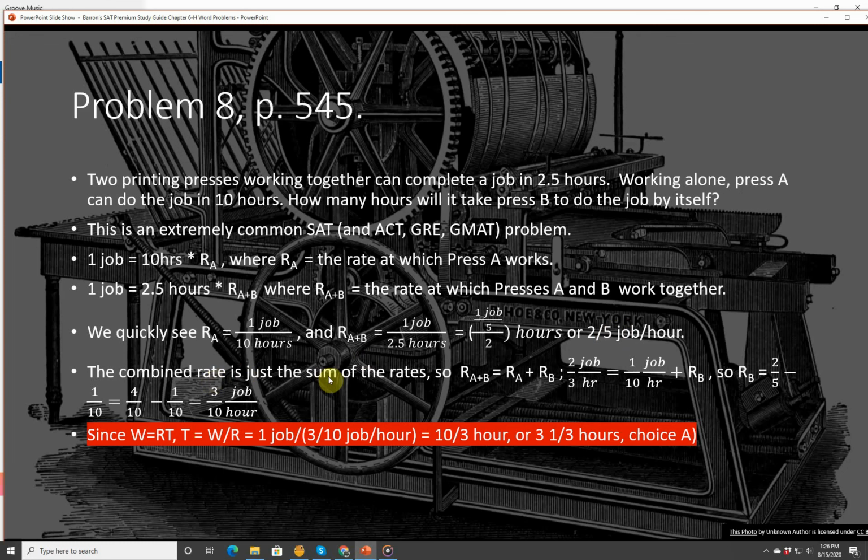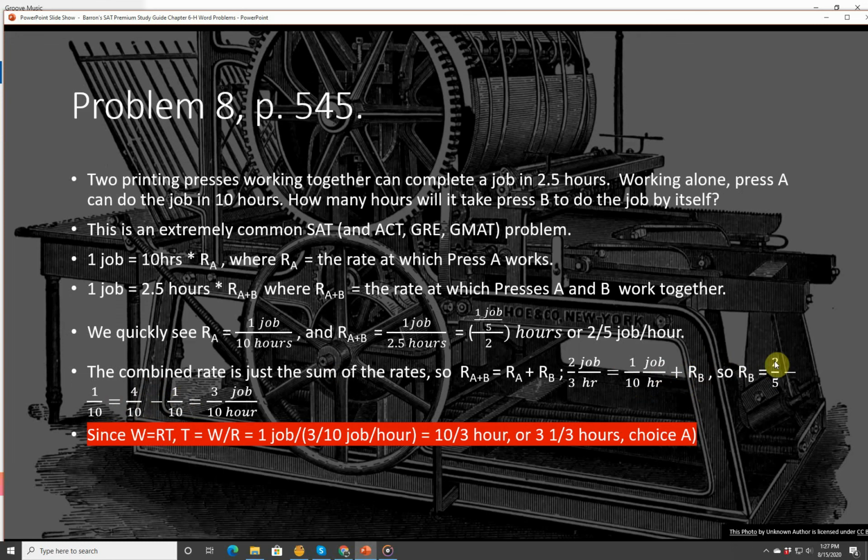So the combined rate is the sum of the rates. So A plus B is R sub A plus R sub B. So that's going to be 2/5 of a job per hour equals 1/10 of a job per hour plus R sub B, which is the rate at which press B would do it alone. So R sub B is going to be 2/5 minus 1/10, which is 4/10 minus 1/10, which is going to be 3/10 of a job per hour.